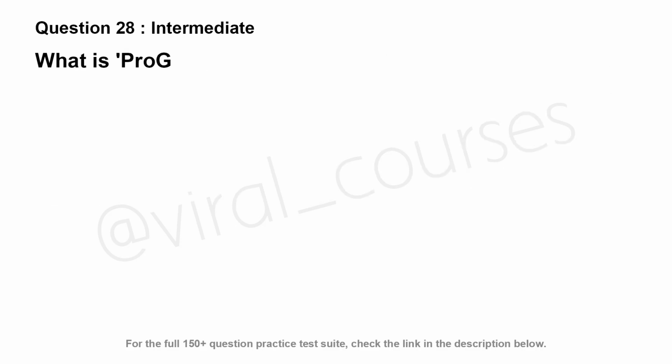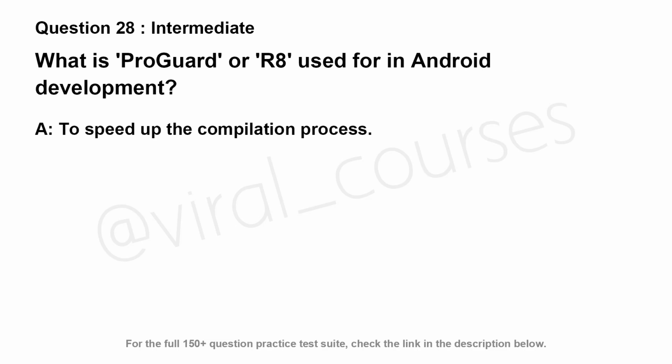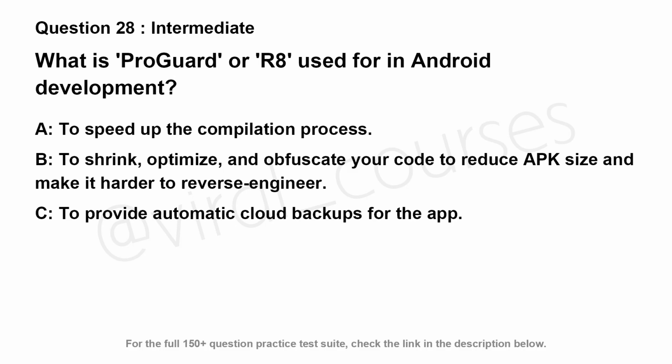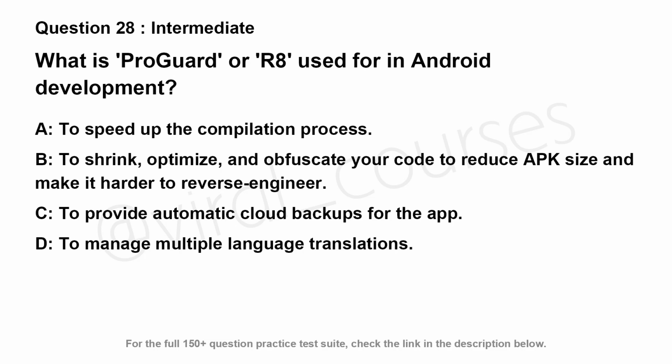What is ProGuard or R8 used for in Android development? Option A. To speed up the compilation process. Option B. To shrink, optimize, and obfuscate your code to reduce APK size and make it harder to reverse engineer. Option C. To provide automatic cloud backups for the app. Option D. To manage multiple language translations.